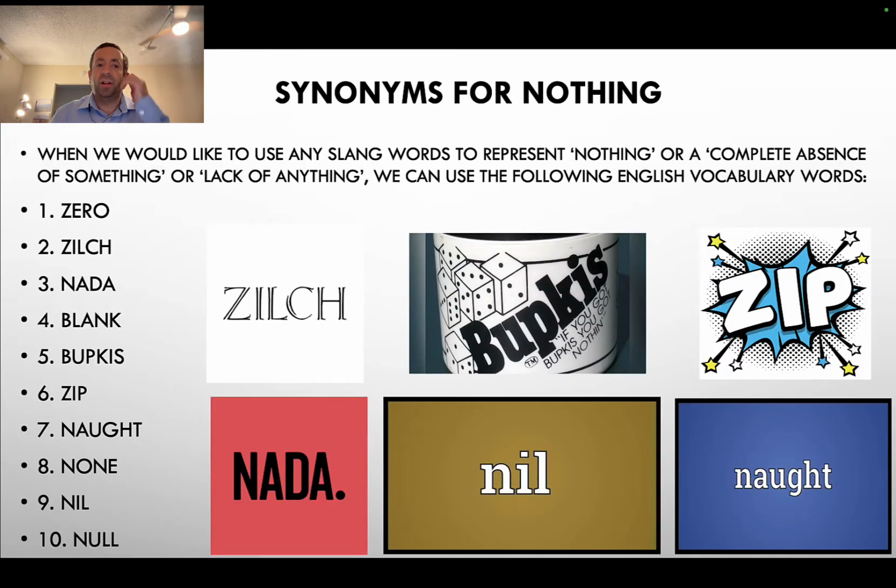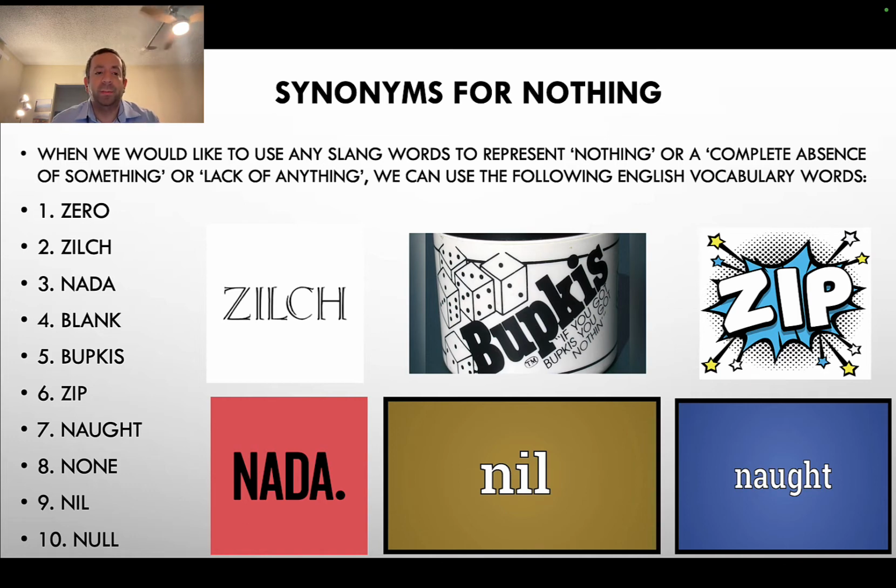So synonyms for nothing. When we would like to use any slang words or descriptive words in general to represent nothing or to define nothing, a complete absence of something or somebody, or just any object or place or thing, or a lack of anything, we can use the following English vocabulary words that are usually considered slang words. So number one, we have zero, like the number zero.